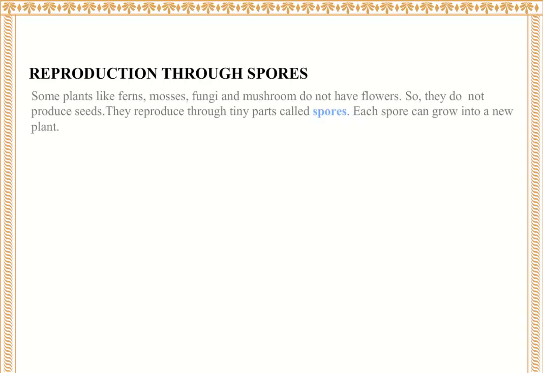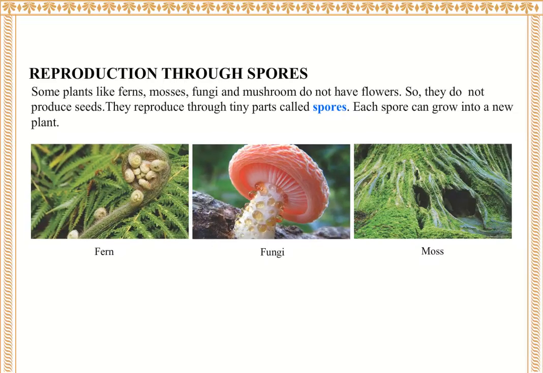Reproduction through spores. Some plants like ferns, mosses, fungi, and mushrooms do not have flowers, so they do not produce seeds. They reproduce through tiny parts called spores. Each spore can grow into a new plant. Fern, fungi, moss: plants from spores.